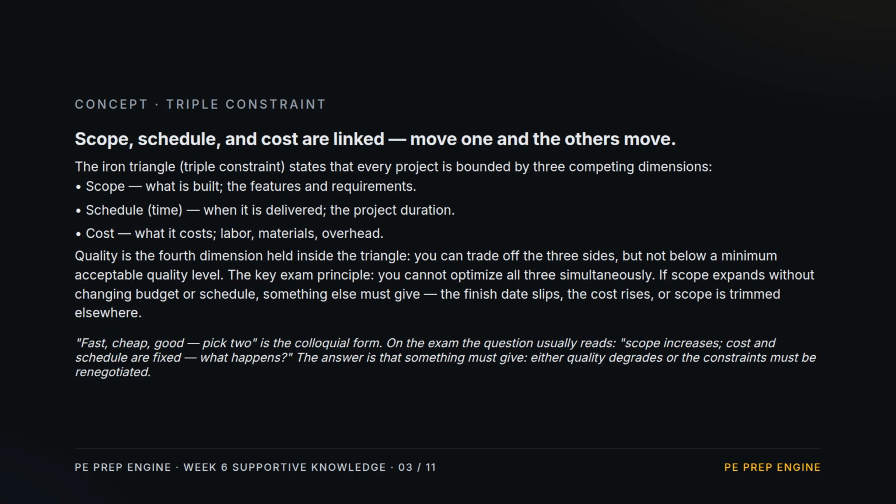The triple constraint. Every project is pulled 3 ways: scope, what you build; schedule, when you deliver; cost, what you spend. Quality sits inside the triangle. You can trade the 3 sides, but not below a floor. The exam principle: you cannot fix all 3 simultaneously. Expand scope without touching budget or timeline, and something else must give.